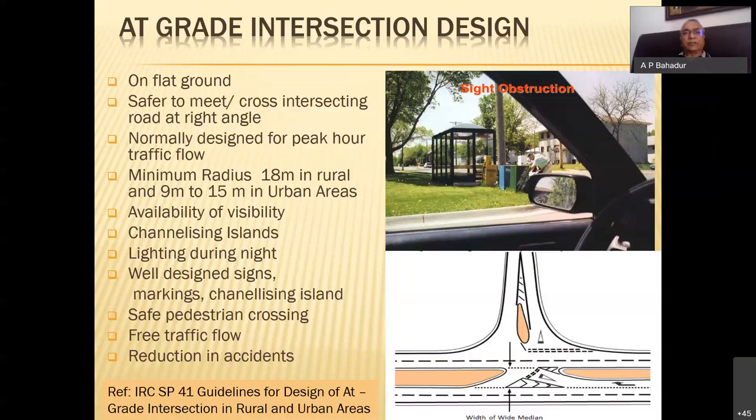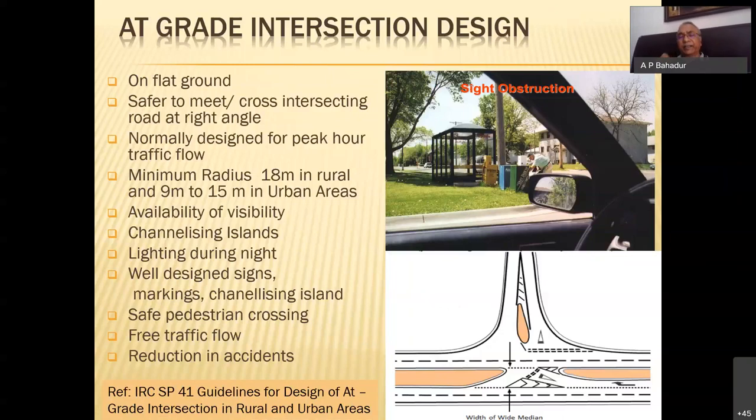Visibility is another important factor, as you can see in this photograph, which shows the problem of visibility. This car cannot see any vehicle or anyone coming from this direction. So availability of visibility and provision of channelizing islands, as you can see, to guide the movement of vehicles in different streams, well designed, is very important, because intersections are the areas where, while driving itself, you have to make a decision.